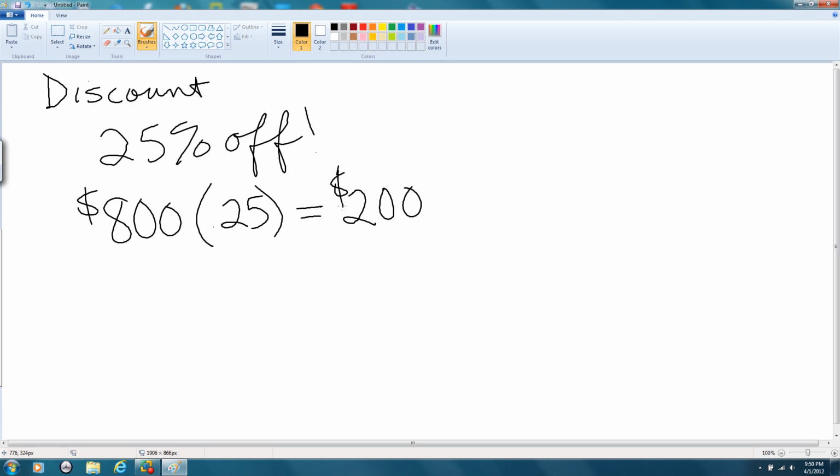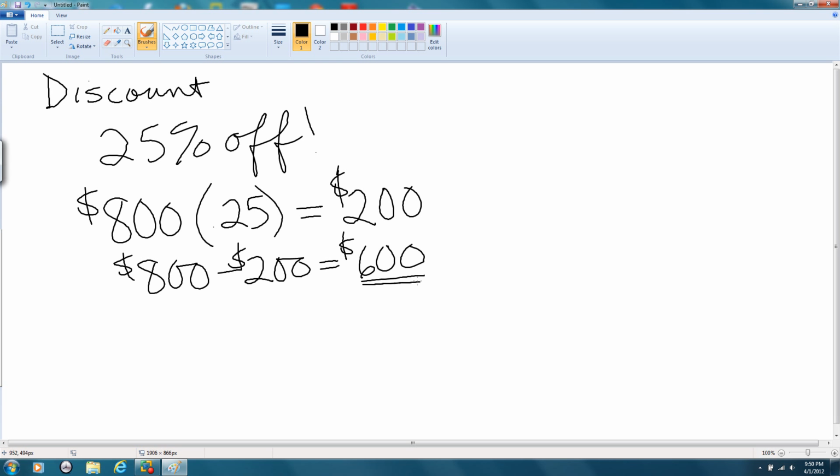So what I can buy the camera for is 800 minus $200, and so I can buy the camera for $600. So that's the idea of finding a discount. And then if I'm asked for the final price also, I subtract the discounted amount from the original price to get the final price. Now, when I say final price, this usually isn't the absolute final price, because usually the state wants to come in and apply a sales tax also.